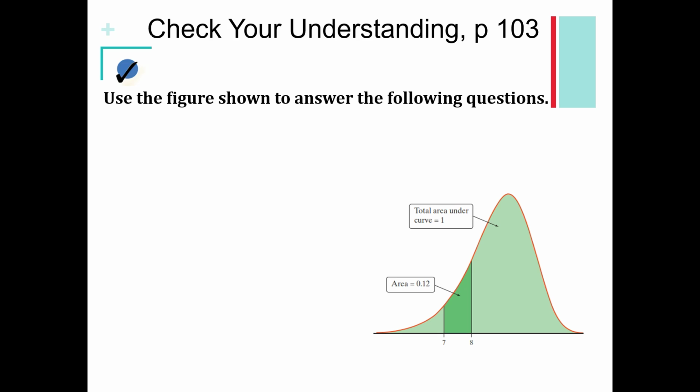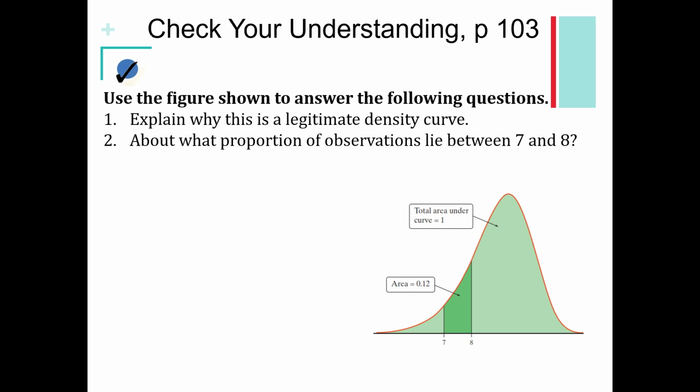Okay, quit the graphic. So what we want to do is walk through the following questions, and we're going to try to answer each of these. So first of all, explain why this is a legitimate density curve. Well, it's above the horizontal axis, and the total area under the curve is 1. About what proportion of observations lie between 7 and 8?